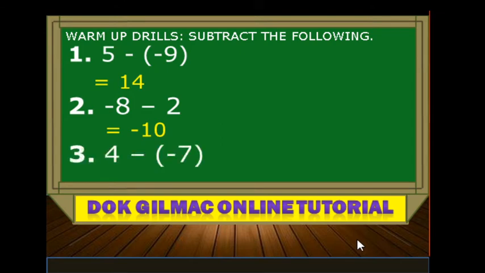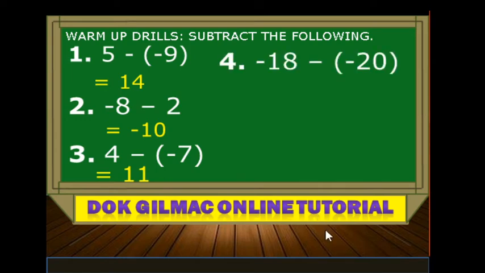Number 3, 4 minus negative 7. Yes, it's equal to positive 11. Why? Since 4 minus negative 7 is just the same as 4 plus 7.